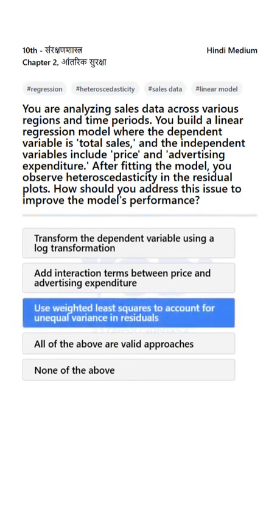Alright, so I've got this question about linear regression models and heteroscedasticity. Let me break it down step by step. Heteroscedasticity is when the variance of the error terms isn't constant across all observations in your model. In other words, the spread of the residuals changes as the value of the independent variable changes.